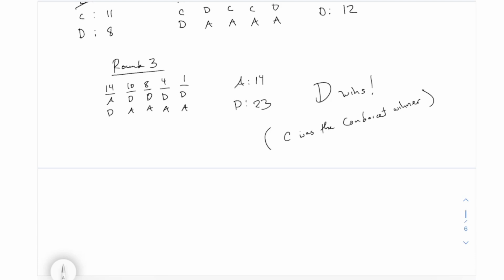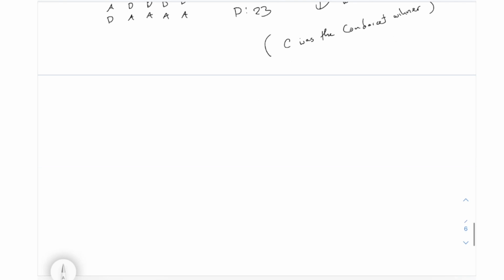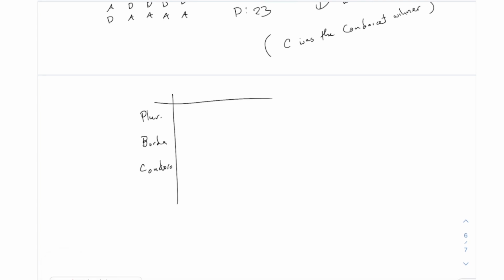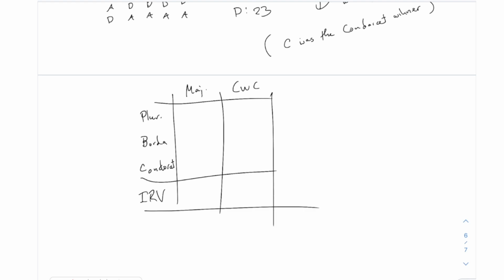And so that actually we can put on the chart. Remember the chart that I said we're going to be adding on to? I had the plurality, the Borda, the Condorcet method, and then I'm going to put the instant runoff here, and the majority and the Condorcet winner criterion. Can you add this into your little chart? There's an X here. The Condorcet winner is not always chosen when you use the instant runoff system. All right, this is a bad thing about the instant runoff voting system. It does not guarantee that the Condorcet winner will win the election.